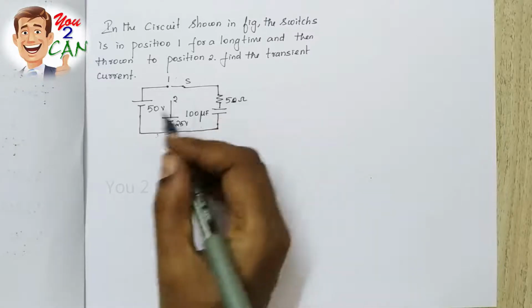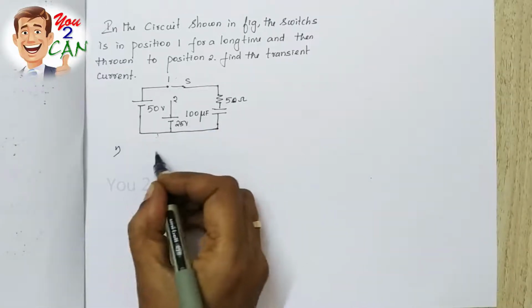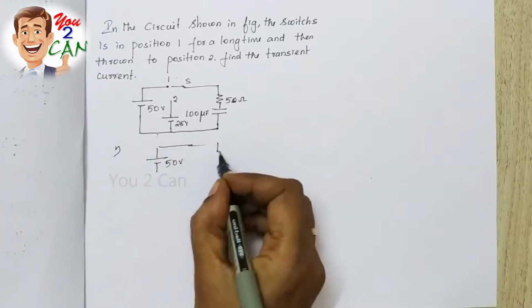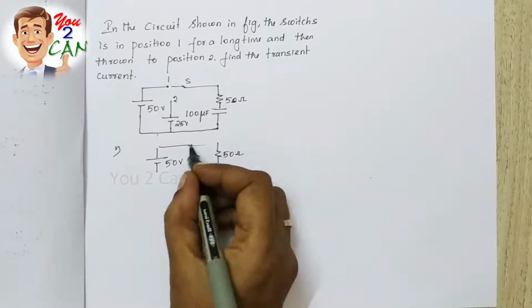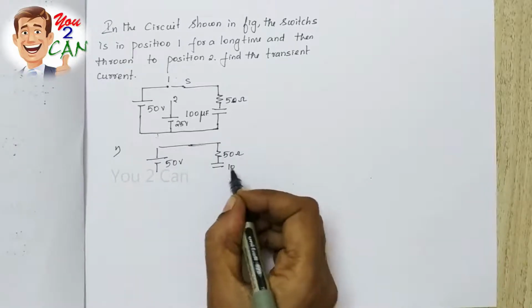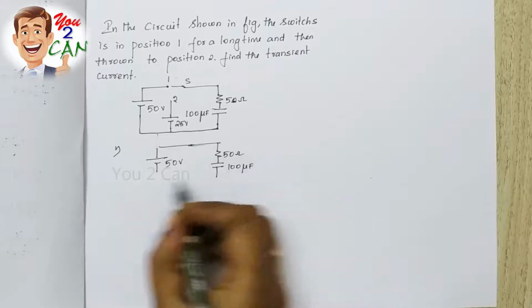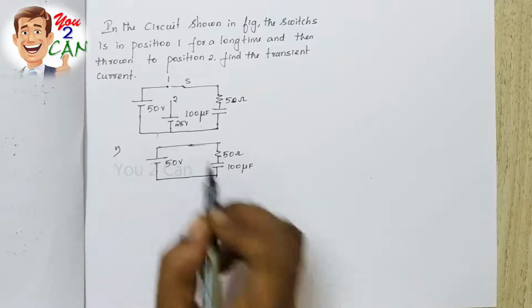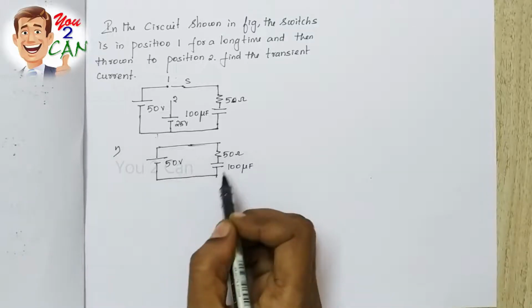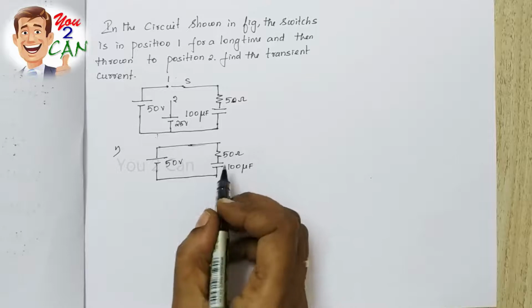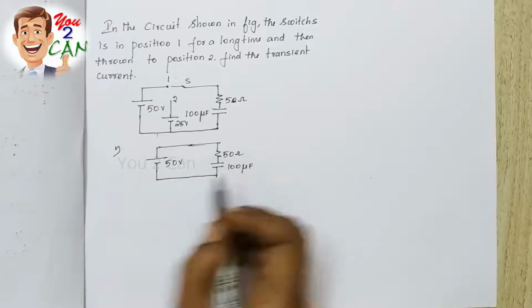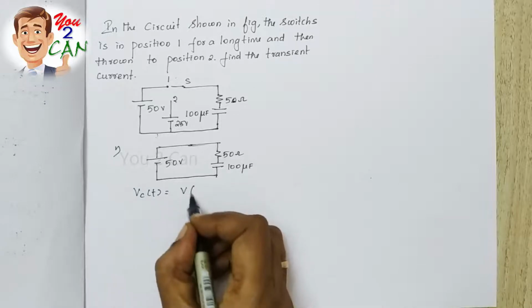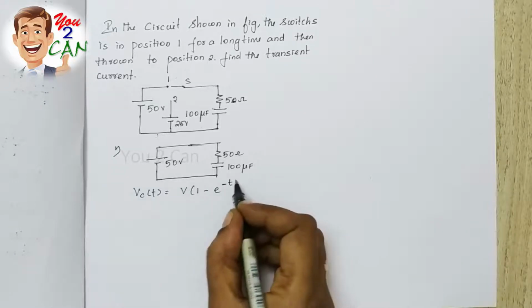So when it is at the first position, the circuit will be like this: 50 volt, 50 ohm, 100 microfarad capacitor. So this is the connection of the first position circuit. Now a current flows through the circuit and a voltage is developed across this capacitor. We all know that the voltage across the capacitor is V into 1 minus e power minus t by RC.